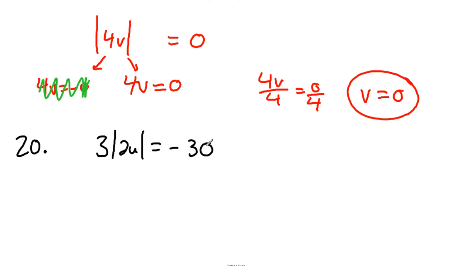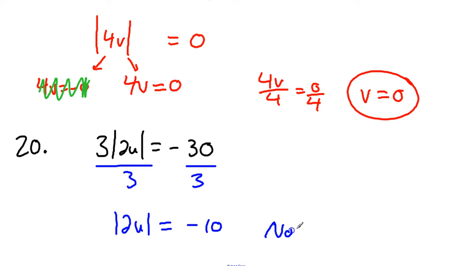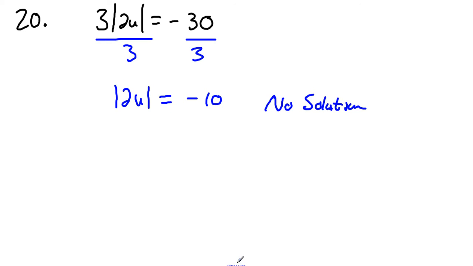Okay, so let's go with 3 times the absolute value of 2u equals negative 30. On this one, if you divide both sides by 3 to get the absolute value by itself, the absolute value of 2u equals negative 10. And on that one, you don't have to go any farther. That's just no solution. So the key thing on those is you have to get the absolute value by itself. Once you get the absolute value by itself, that's where you stop and check it and see what you have.